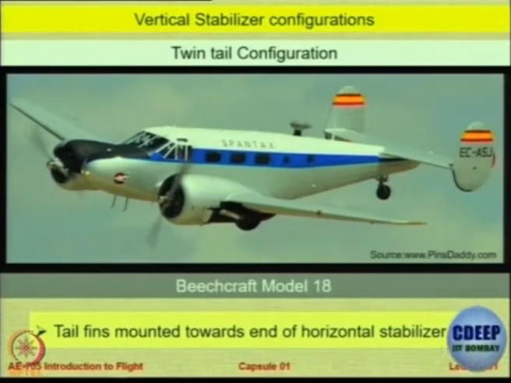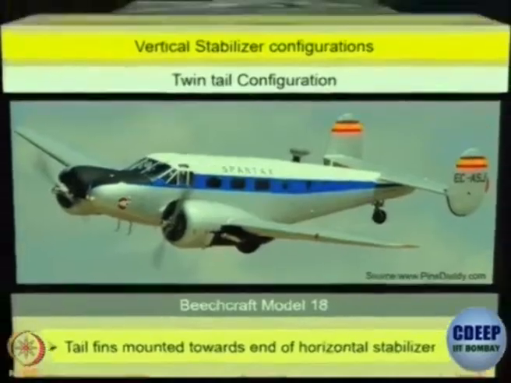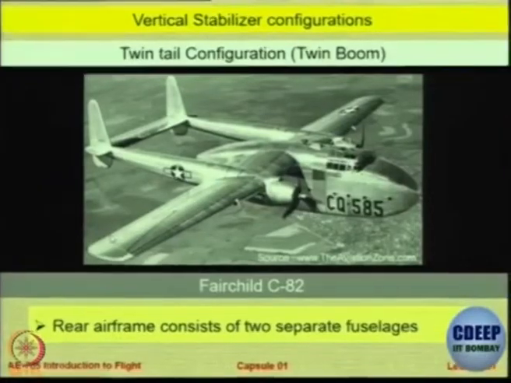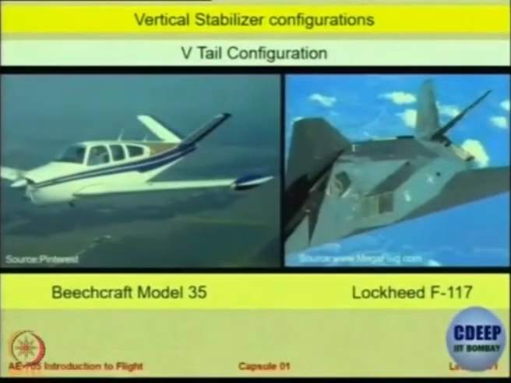And why do we have them? What is the advantage, etc.? That we will discuss in the aircraft design course. Then you can have again the twin boom, twin tail. And you can also have something like a V tail. This is the F-117A and this is the Beechcraft Model 35. It has got a butterfly or a V tail.